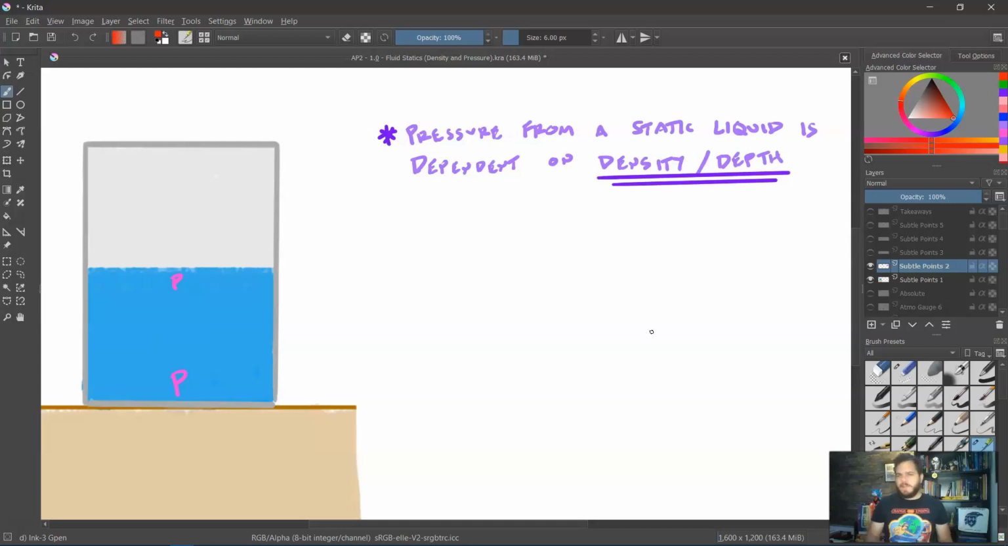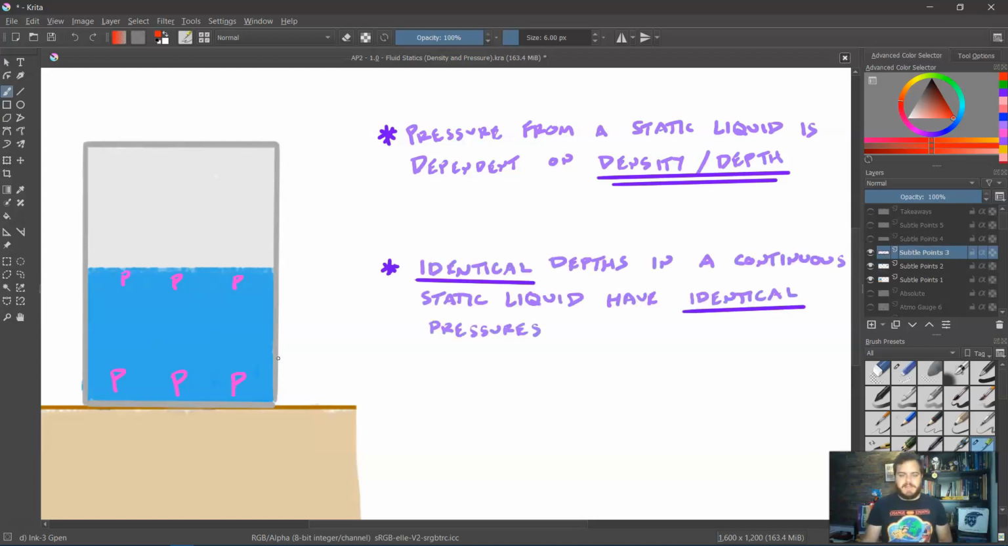But it also depends on the depth. So if I'm looking deeper in the fluid, this fluid down here has a higher pressure than the fluid up at the top. Okay, so that makes a lot of sense. Additionally, if we look at identical depths in the fluid, if I look at all these same depths, they're all going to have the same pressure. If I look at all these same depths at the bottom, they're also all going to have the same pressure.